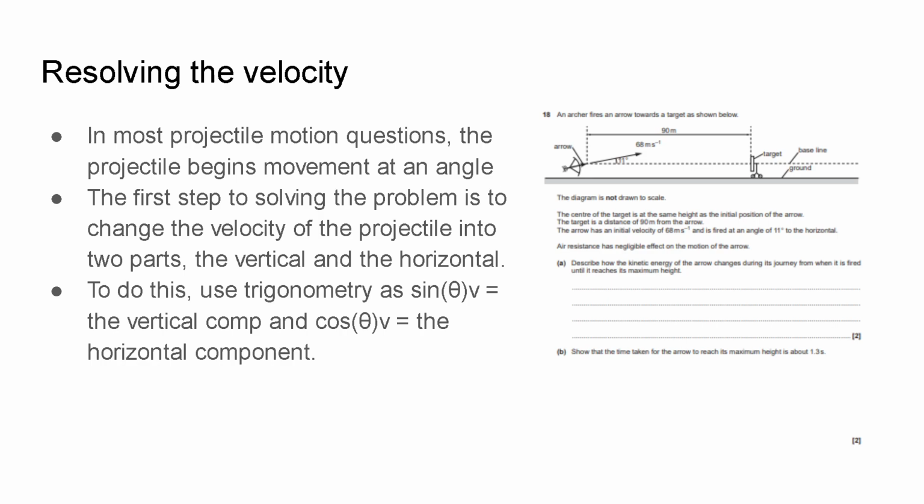Now, the first step to solving these kinds of questions is to change the velocity of the projectile into two parts, the vertical and the horizontal. To do this, you use trigonometry: sine theta v equals the vertical component and cos theta v equals the horizontal component, as you basically turn this into a right-angled triangle with the horizontal down here and the vertical a line up here.